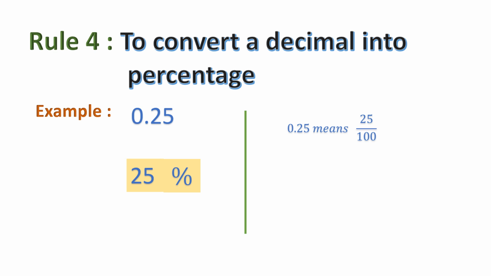Explanation to this: 0.25 means 25 out of 100. So 25 out of 100 means 25%. That's all.